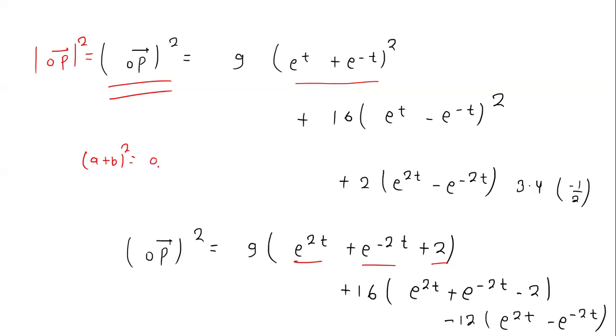We know it is a square plus b square plus 2ab. So I simply use that formula. Here you will get e power 2t plus e power minus 2t and minus 2, and here the 2 and 2 cancel and 3 multiplied by 4 is 12, and there is one minus sign, so you will get this. Now you can combine.